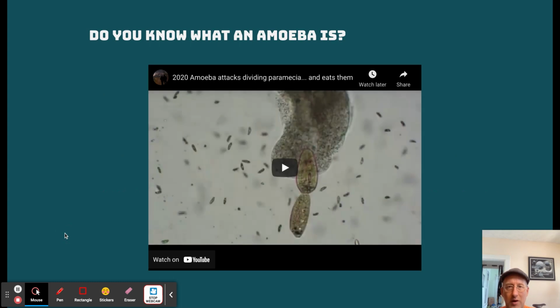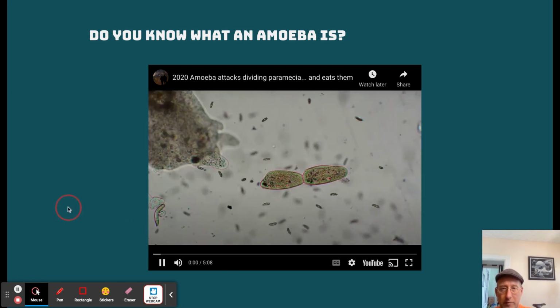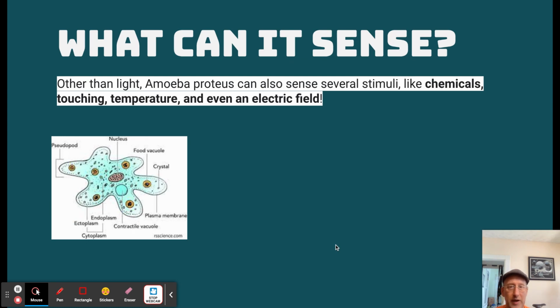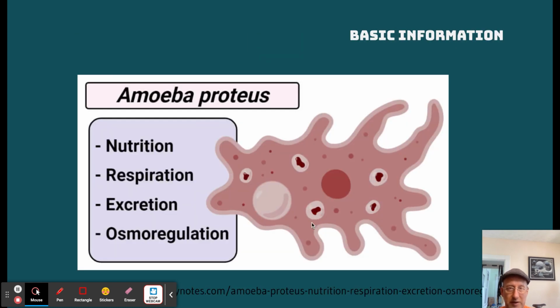So, as we go along, do you know what an amoeba is? Most of us do. We kind of see these things in some kind of picture. Think of the blob, but microscopic. Basically, it engulfs its prey. And so, other than light, Amoeba proteus can sense chemicals, touching, temperature, even electric fields. So, it basically goes along and does its thing.